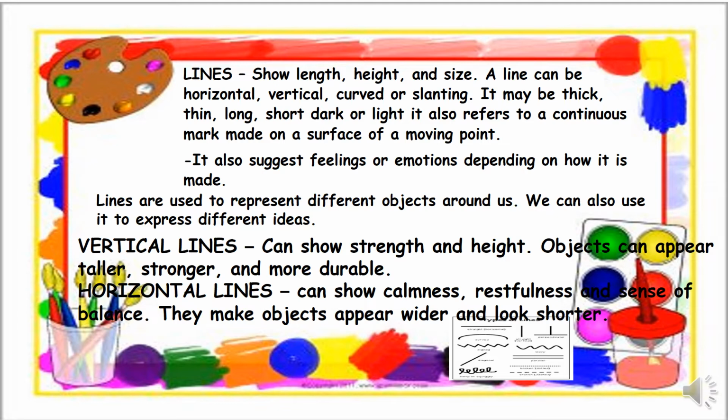Lines are used to represent different objects around us. We can also use them to express different ideas. First is vertical lines. Vertical lines can show strength and height. Objects can appear taller, stronger, and more durable. Horizontal lines can also show calmness, restfulness, and a sense of balance. They make objects appear wider and look shorter.